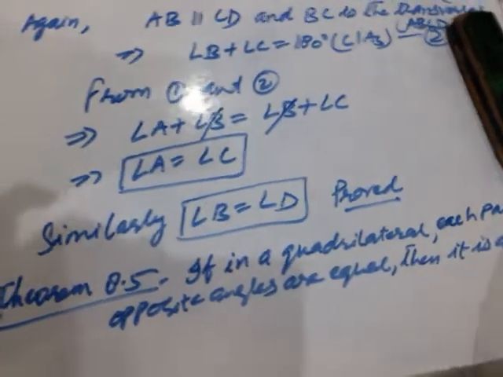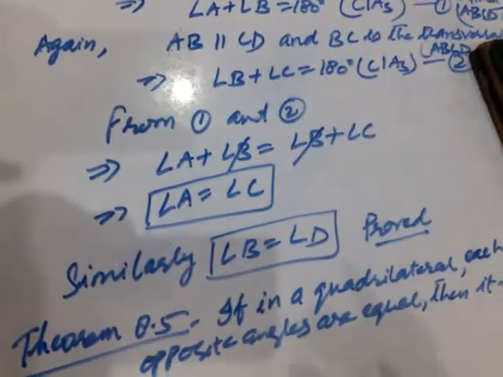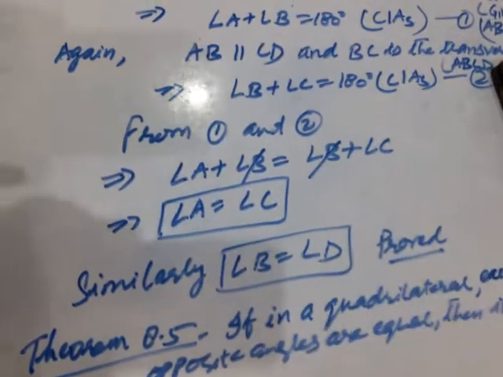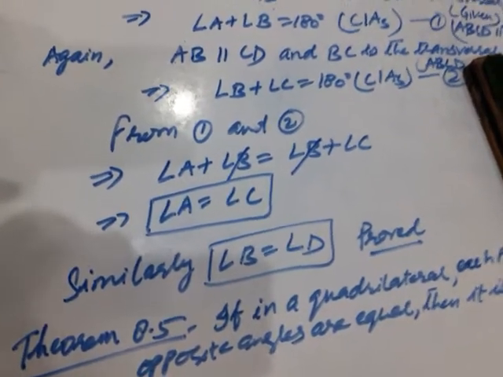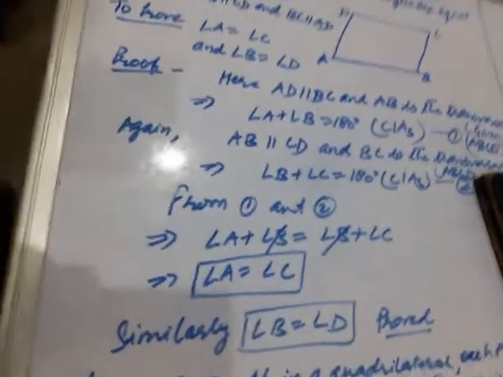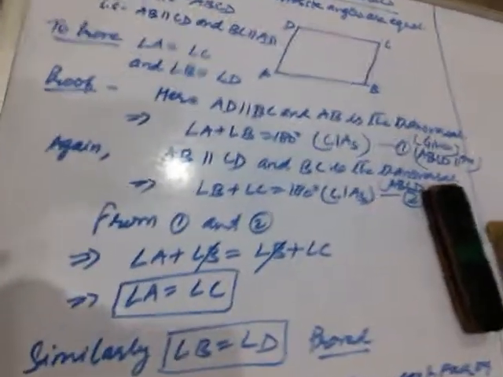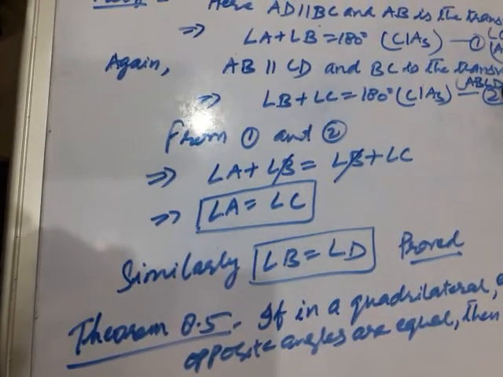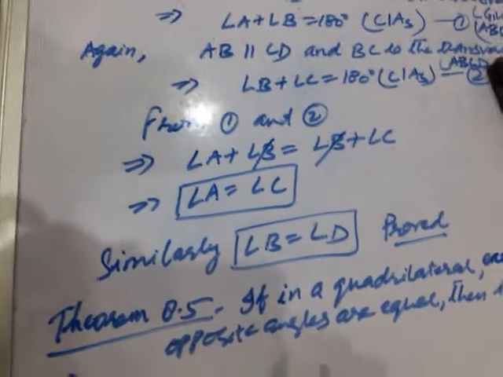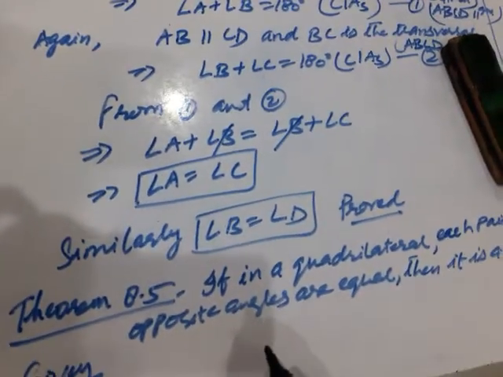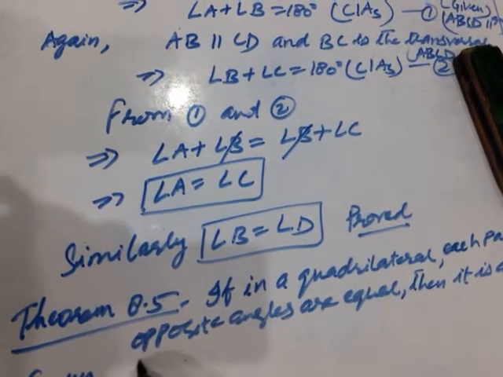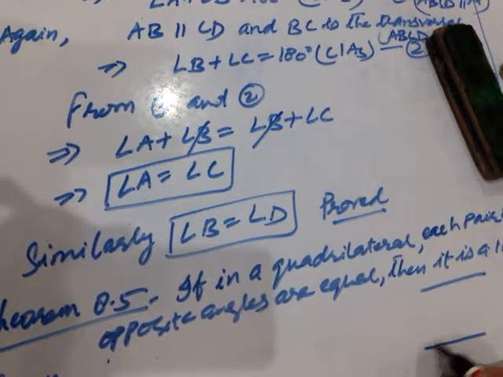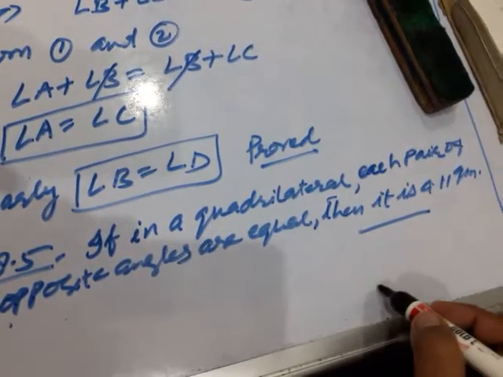Okay, children. Here this time it is not given that it is a parallelogram. It is given that in a quadrilateral, each pair of opposite angles are equal, and we have to prove that it is a parallelogram. Let us see the figure. What is given over here? ABCD is a quadrilateral. Let us draw a quadrilateral in this way.